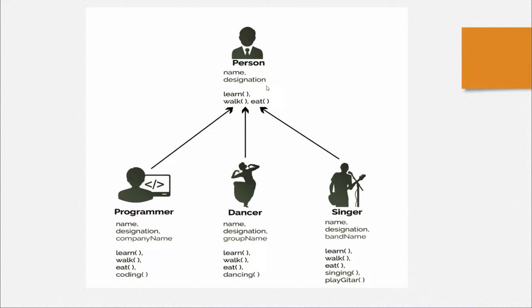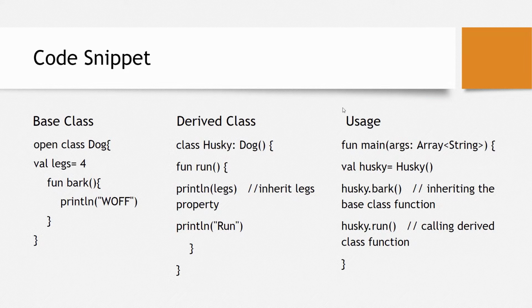So this is the basic concept of inheritance. We are inheriting. We are not creating another person. A programmer is not another type of person. He is also a person, but with some special traits or special methods or functions. This is the basic concept of inheritance.